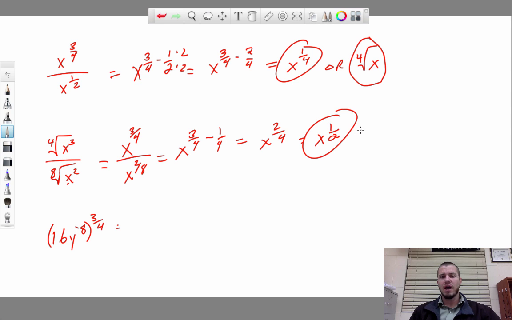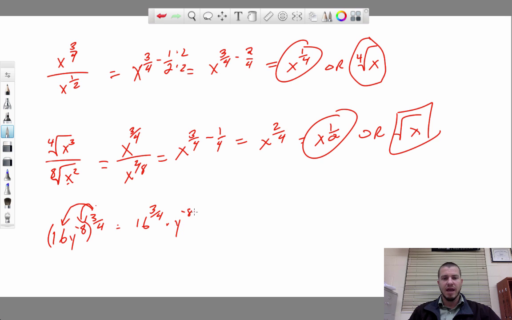So it's x raised to the 1/2, or you could write that in radical form, square root of x. And this last one, your exponent rules. This exponent goes to each part of that monomial. So I have 16 raised to the 3/4 times 8 raised to the, y raised to the negative 8 times 3/4.